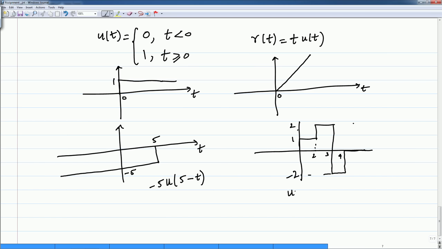So, this one would be u of t, plus u of t minus 2, minus 4 times u of t minus 3, plus 2 times u of t minus 4. Think about how I did that. One can sketch each of these things separately on a separate page, and then see how it ends up adding to give you what you want. Okay, so this is an important step.